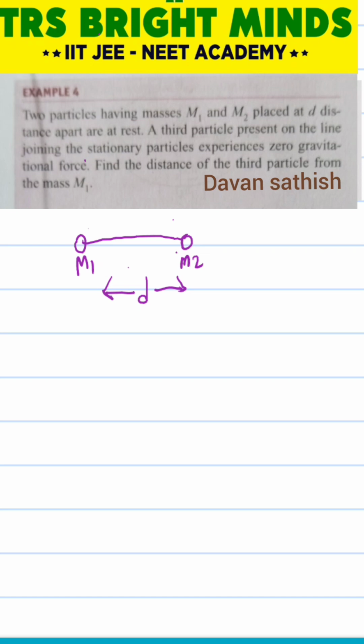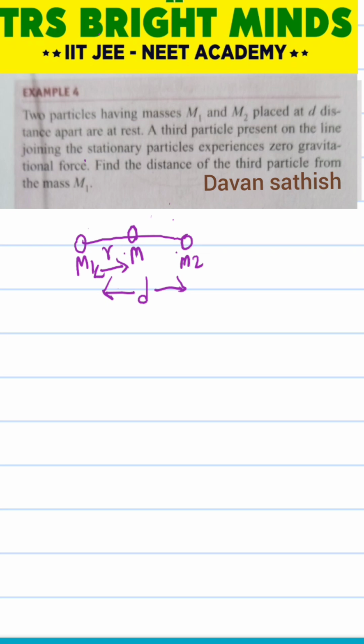A third particle placed on the line joining the stationary particles experiences a zero gravitational force. So some third particle will be placed here. I'll consider the mass of the third as small m, so that the force experienced is zero. So we need to find the distance of the third particle. This distance we'll consider as r. So r is what we need to find.